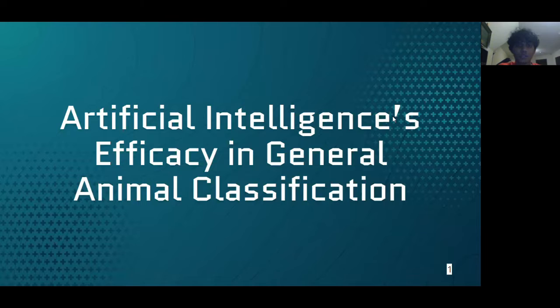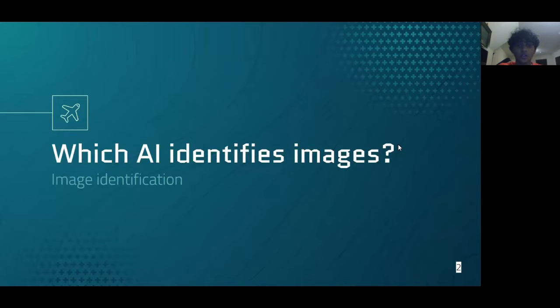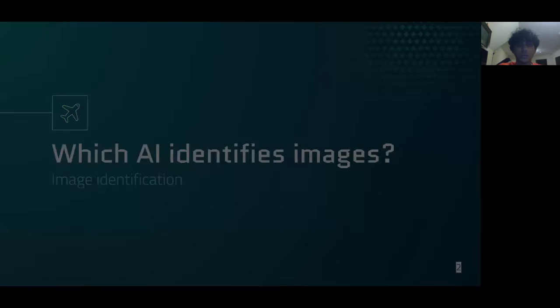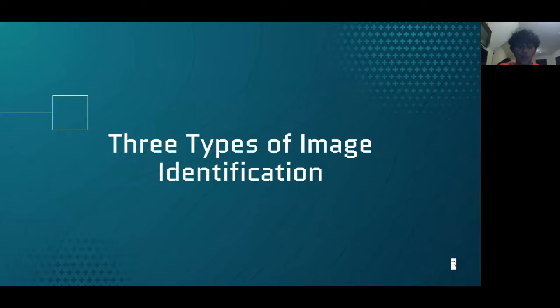My AP research project is artificial intelligence's efficacy in general animal classification. So, for some context, which type of artificial intelligence identifies images? Like the name suggests, it is called image identification. There are three main types of image identification.